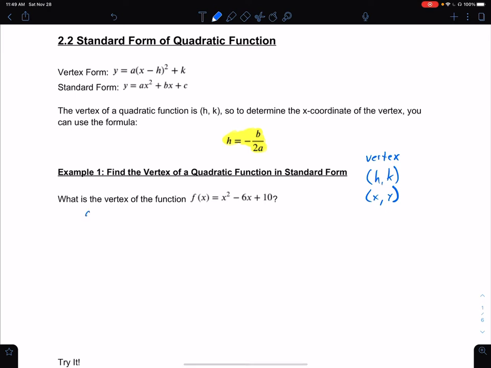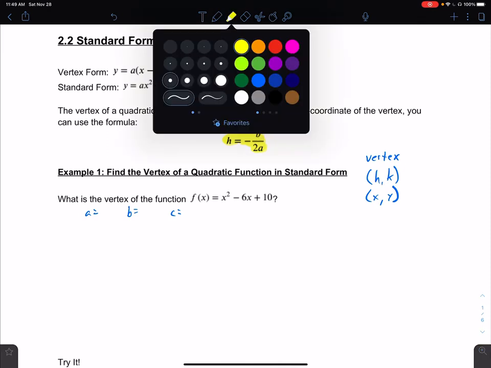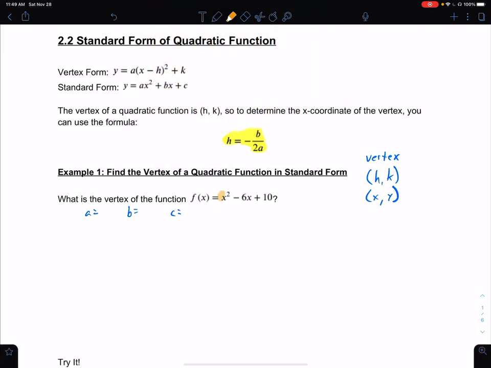The first thing we want to do is label our a, b, and c values. And in this problem, we won't wind up using c, but it's just good practice. So our a value is the number in front of our x squared, which is just going to be a 1. Our b value is right here, and b in this case is -6. And then our c value, just for purposes here, we're not going to use it for the vertex, but our c value would be 10.